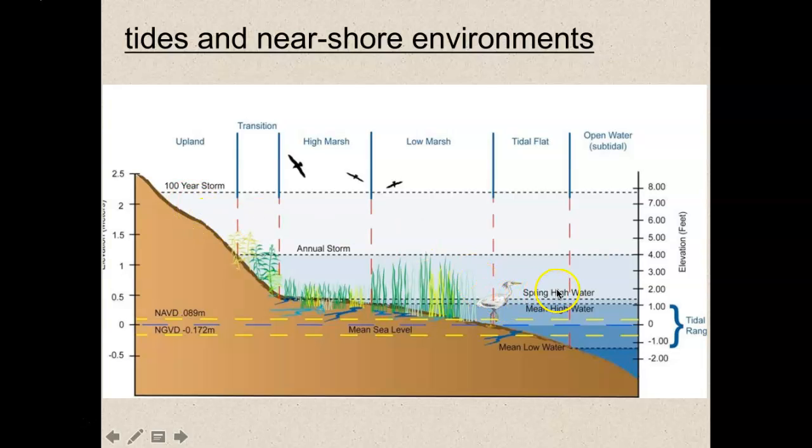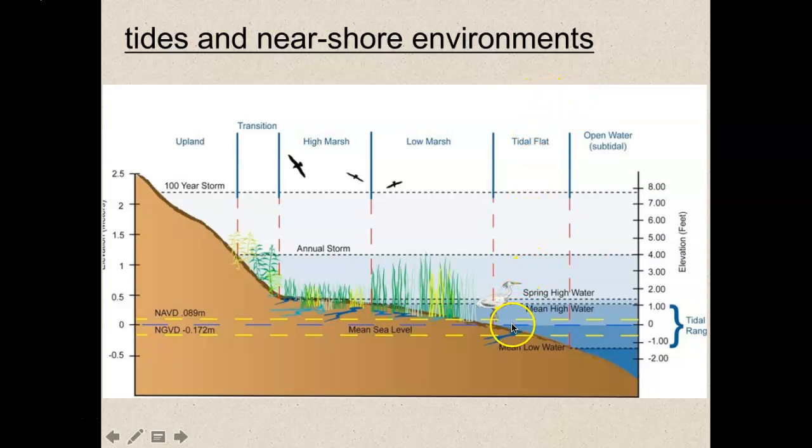Above the spring high water here is the annual storm. So that would be a storm event that could bring in salt water into the terrigenous environment. And then above that is what would be the 100-year storm line, like a 100-year flood. Okay. But lower than the low water line is the open water, subtidal.